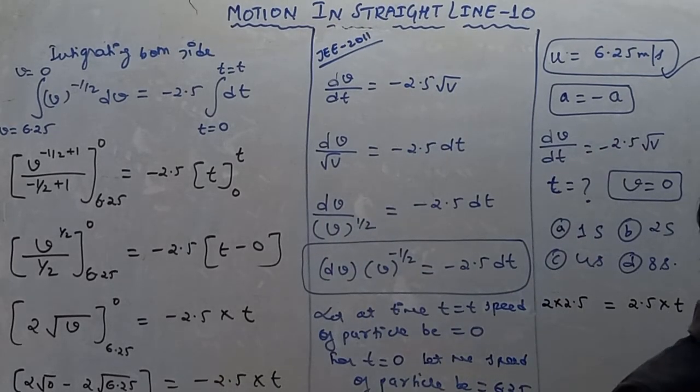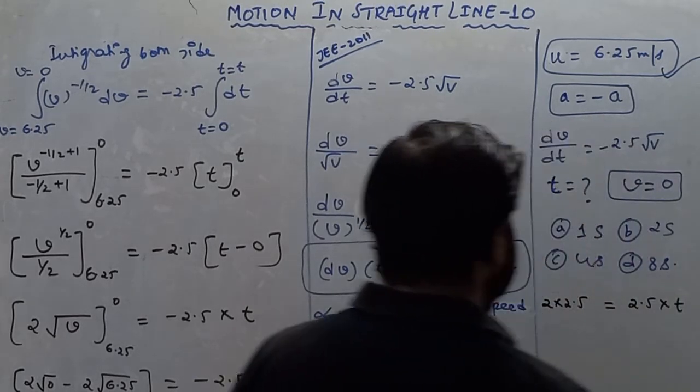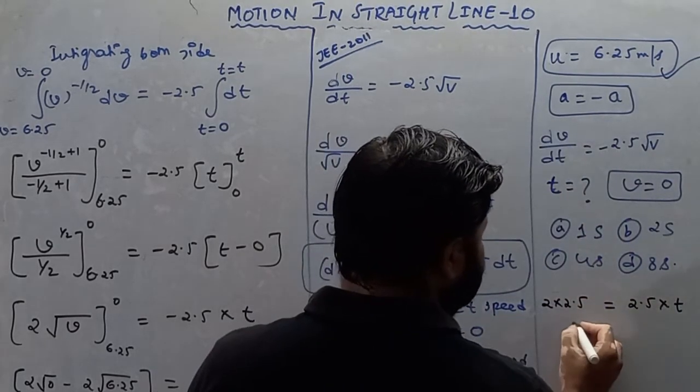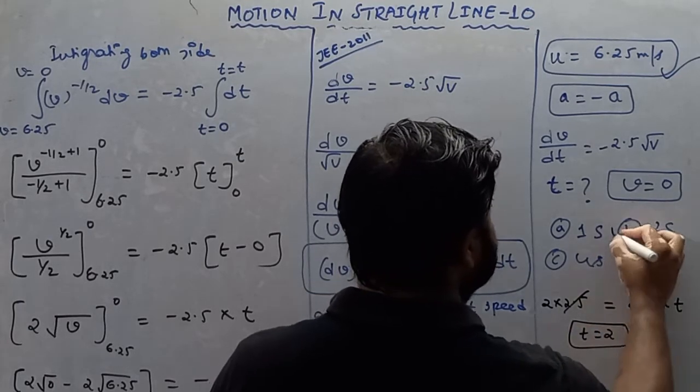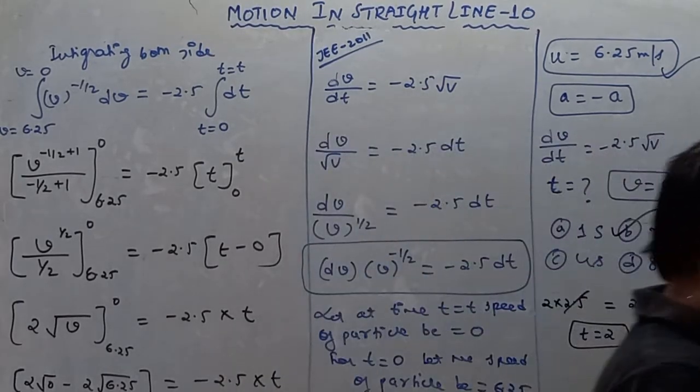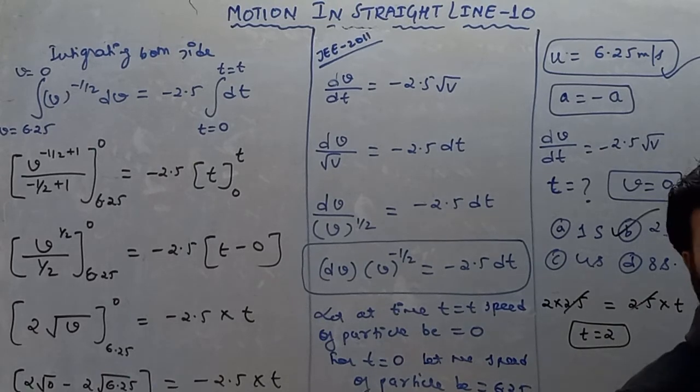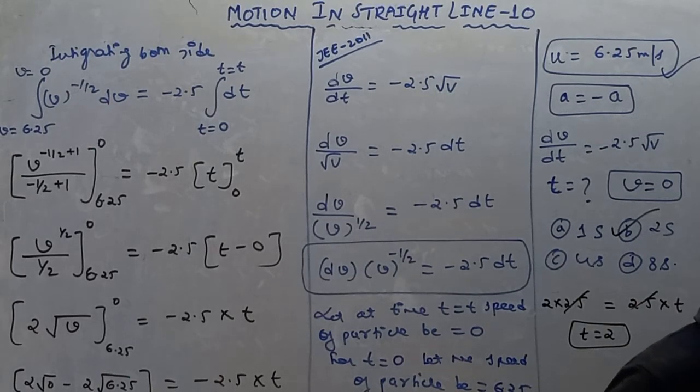Now try to solve this equation, my dear student. The 2.5 gets cancelled, so t becomes equal to 2. The correct answer is 2 seconds. So after t is equal to 2 seconds, if the particle is retarding, then its velocity becomes 0. I hope you all understand this question. Moving forward, my dear student, write down the next question.